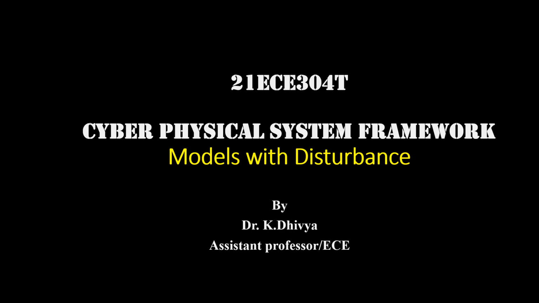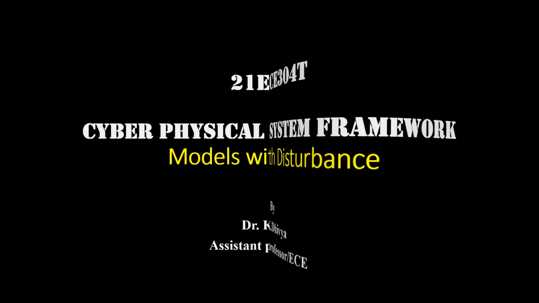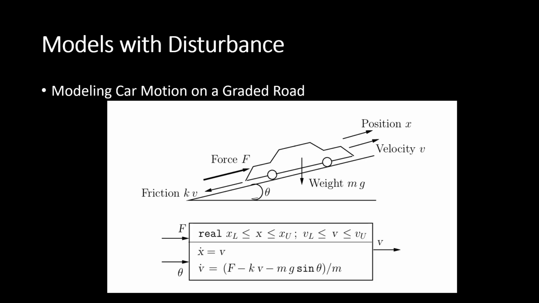Dynamical system framework. In this video, we'll see an example model with disturbance. Let us consider the car model with the disturbance criteria. Now instead of a normal road, we have a graded road. Let us see how to model this graded road car.